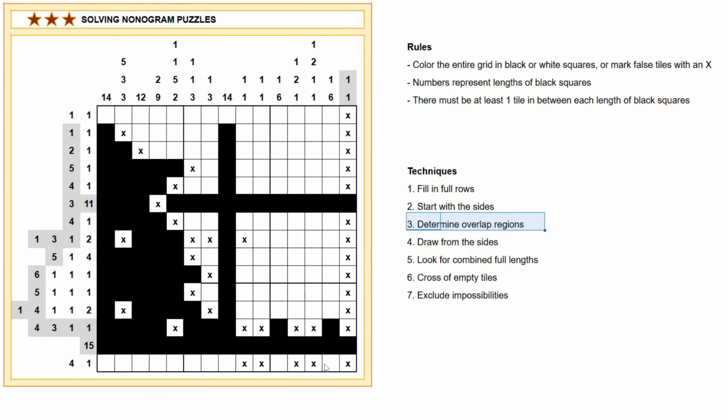Now for the next step we'll go back to technique 3, determine the overlap regions, and it's actually the 2 6s. If the 6s would start from the bottom, they would look like this. This is highly unlikely because there's a 4 and a 1 here. So we can assume that it's here, but we don't have to guess, so we don't have to do that. But we can take the overlap region of both possibilities and fill these in already.